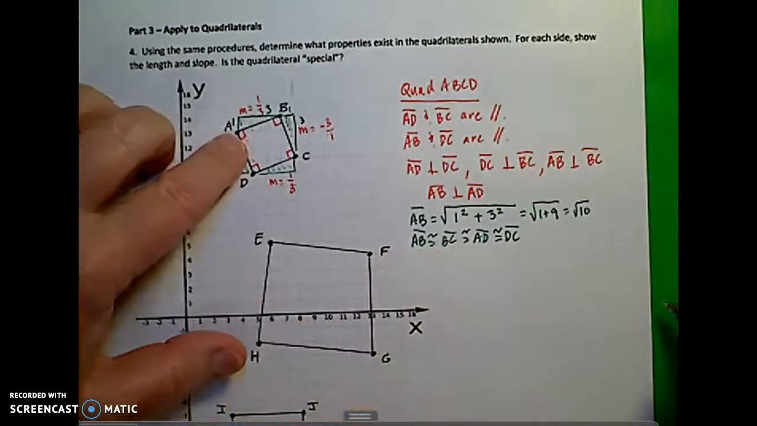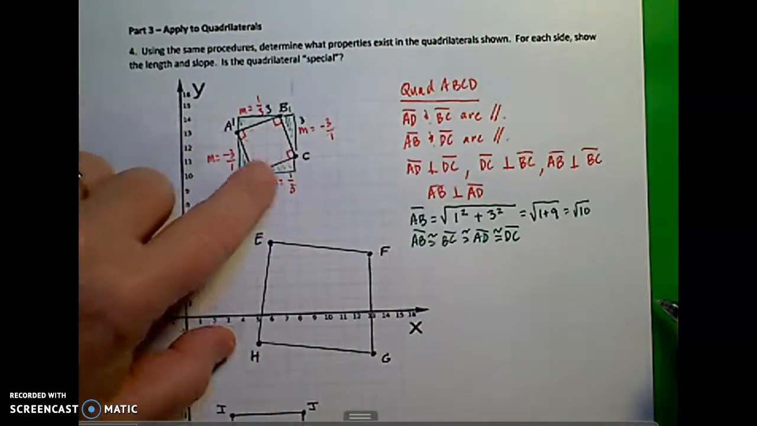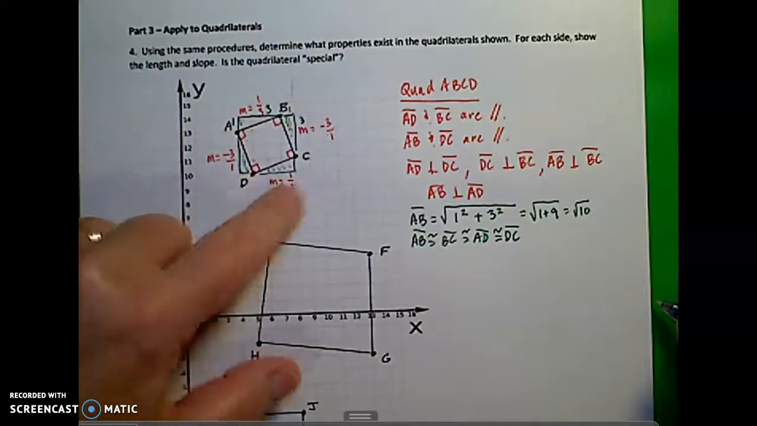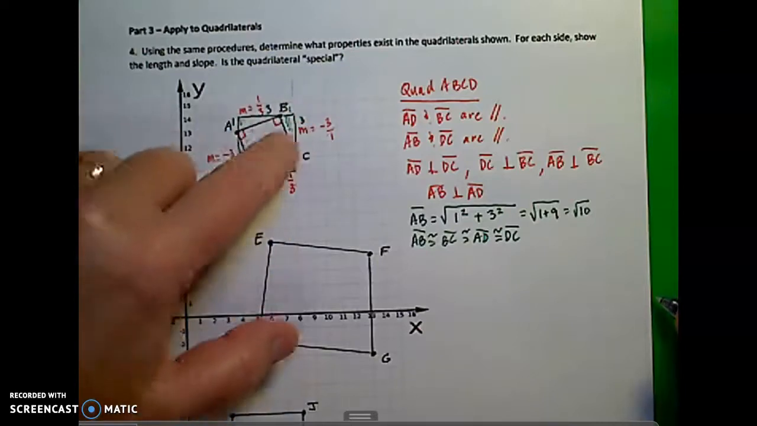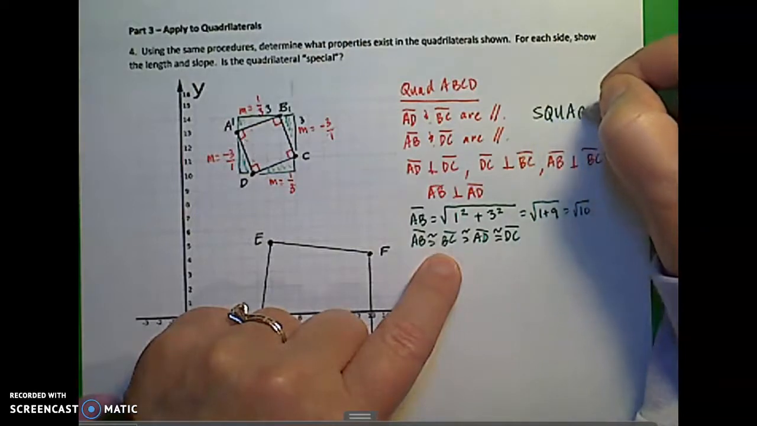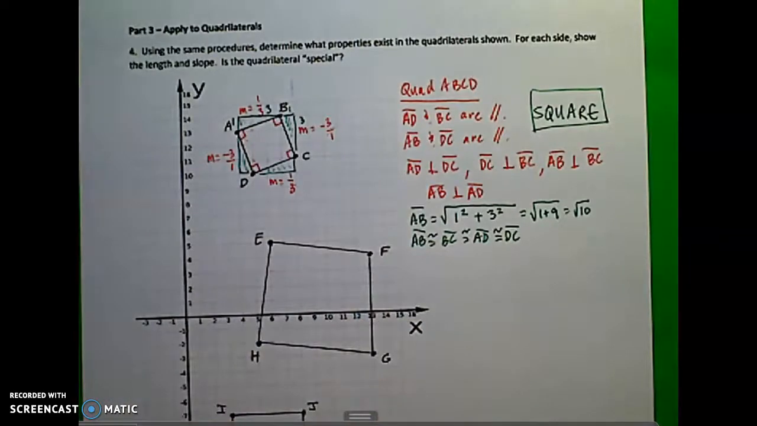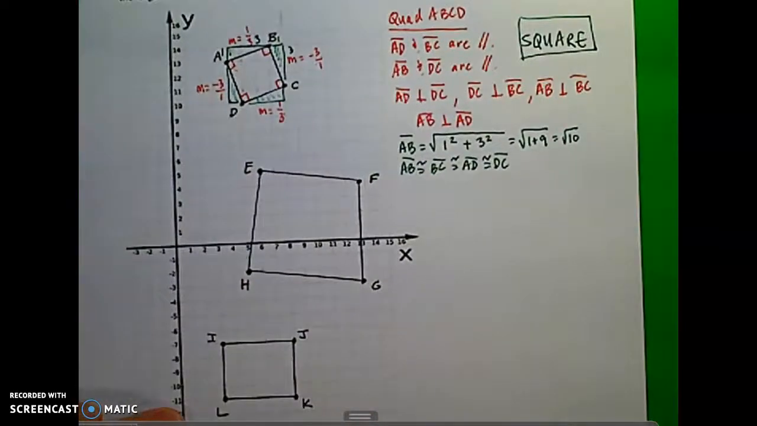So we have opposite sides are parallel. Adjacent segments are perpendicular, so we have 4 right angles. And all 4 sides have the same length. So this is a square. Alright, we're going to do the same thing with the rest of these shapes.